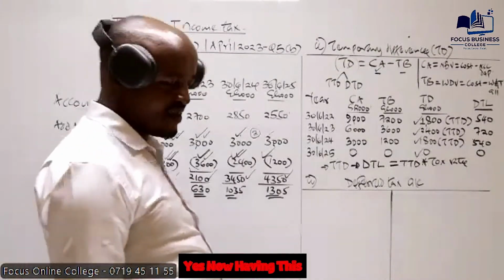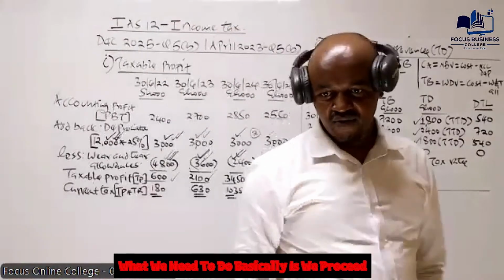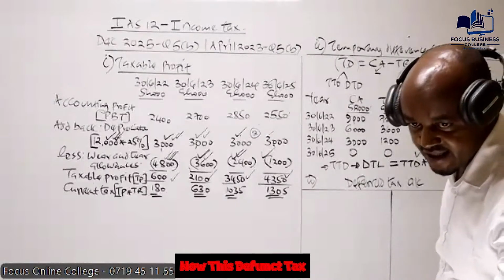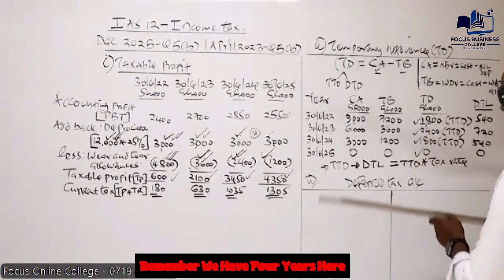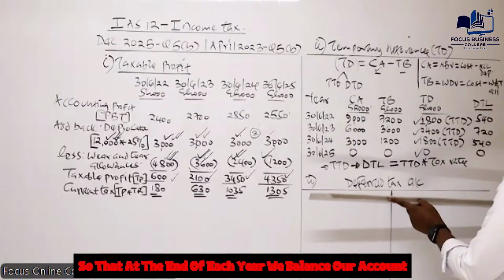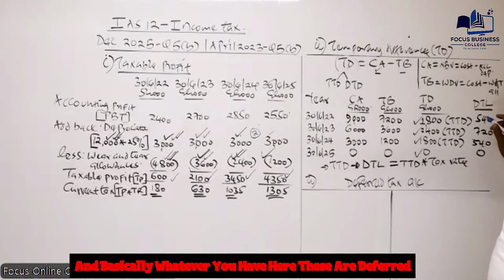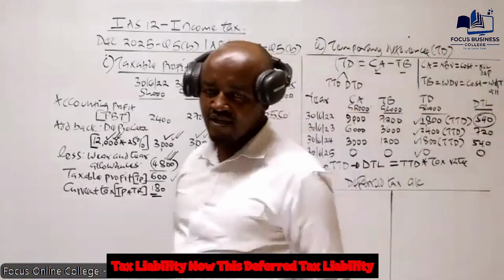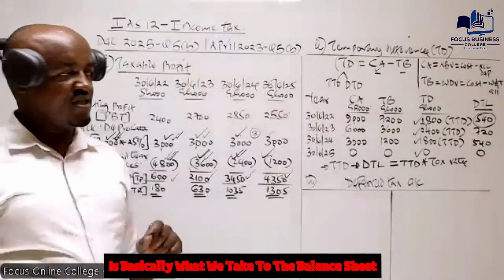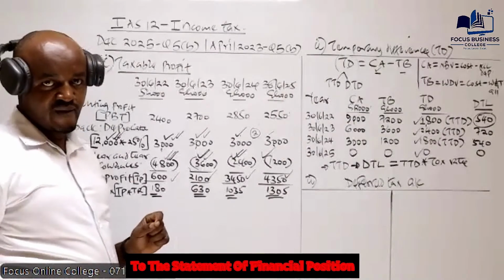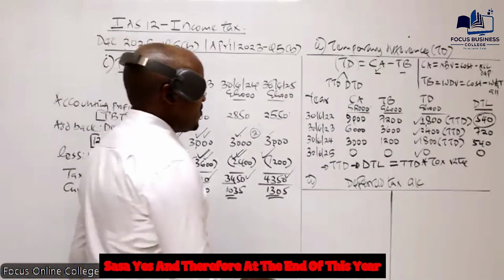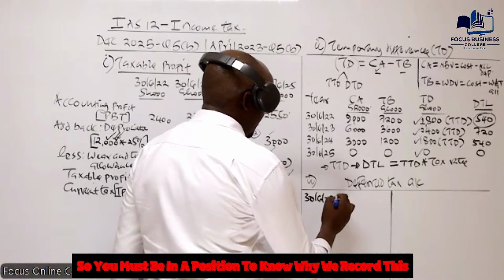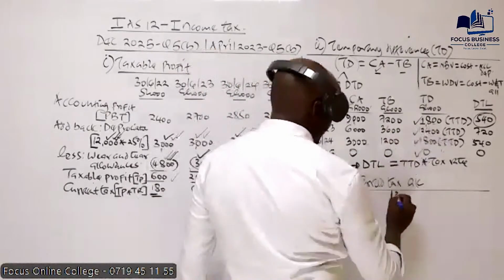Yes. Now, having this, what we need to do is proceed and prepare the deferred tax account. We prepare it for each year. Remember, you have 4 years here. So at the end of each year, we balance our account. Whatever you have here is deferred tax liability, which we take to the balance sheet, to the statement of financial position. Therefore, at the end of this year, you must be in a position to know where we record this amount of 540.